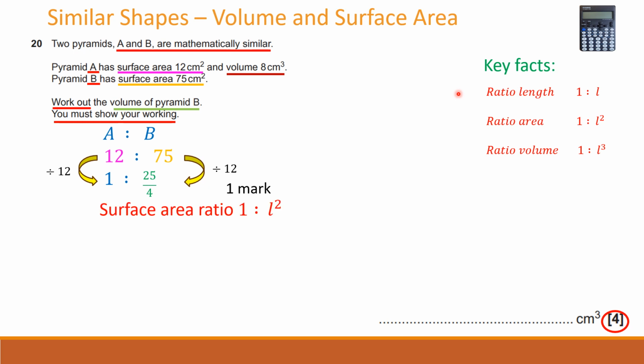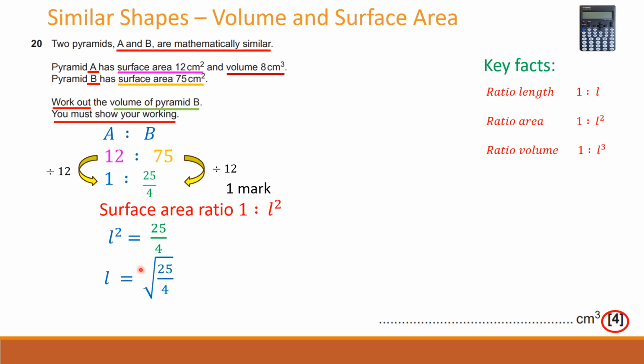From here, we know that the surface area ratio is in the form 1 to L squared, which means that 25 over 4 must be equal to L squared, because my surface area ratio is 1 to L squared. Now to get L on its own, we need to get rid of this squared term. The opposite of squaring is square root. So I've got to take the square root of 25 over 4.